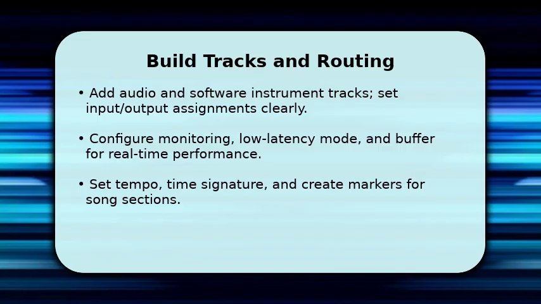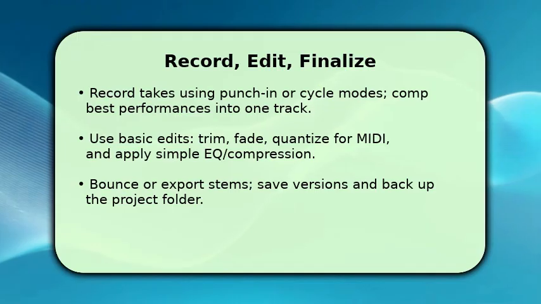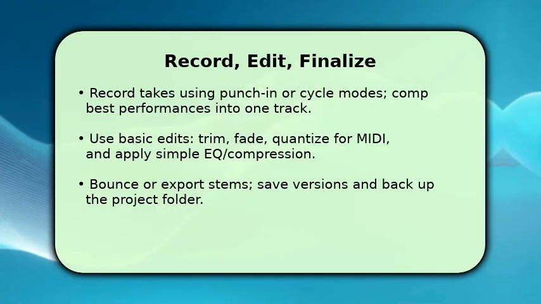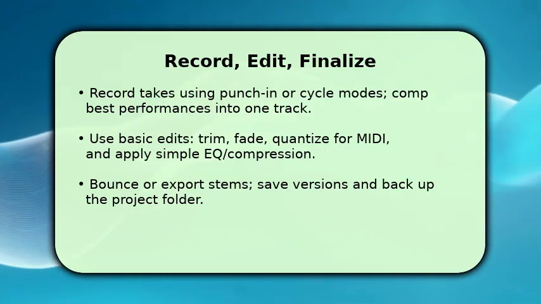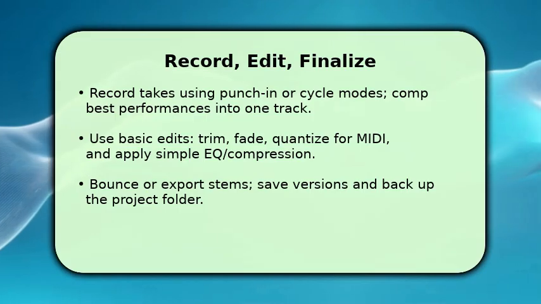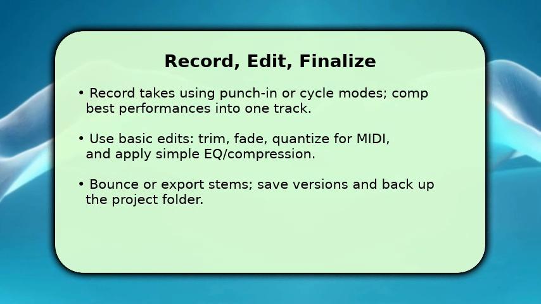Now record using punch-in or cycle recording to capture multiple takes, and comp the best parts into a single take for a clean performance. Once recorded, perform essential edits. Trim regions, add fades, quantize MIDI if needed, and apply light EQ and compression to clarify parts. When satisfied, bounce the mix or export stems for mixing elsewhere, and save incremental versions while backing up the project folder. If audio glitches appear, check buffer, CPU, and sample rate mismatches as a quick fix.